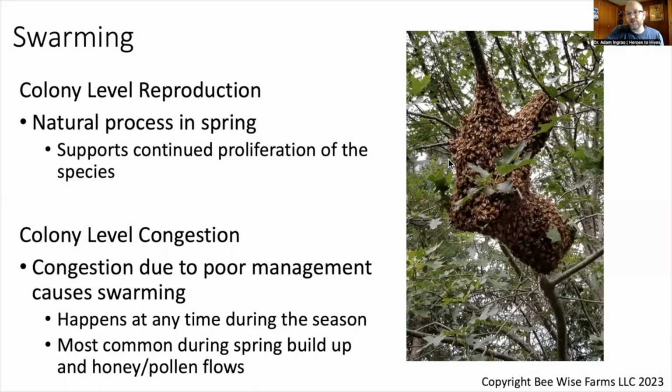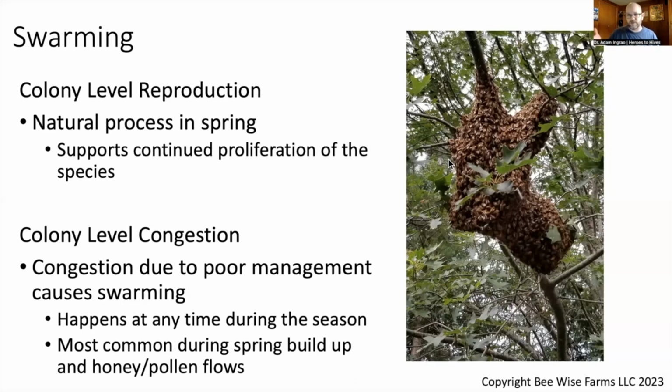Colony level congestion is the second situation in which swarming happens at that superorganism level. However, this is due to poor management by the beekeeper. This is not the natural reproductive swarm. Now, natural reproductive swarms happen in the spring. They only happen in the spring. All the rest of the season, if you're having swarming issues, it's because of space management. You are not giving your bees enough space. They're building too quickly. They're getting congested.